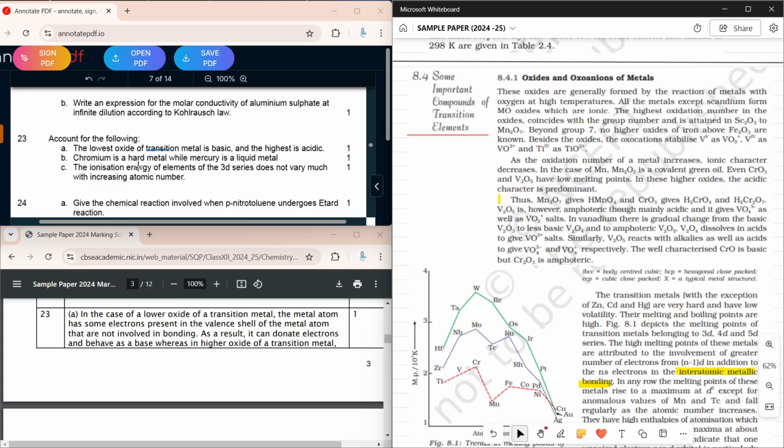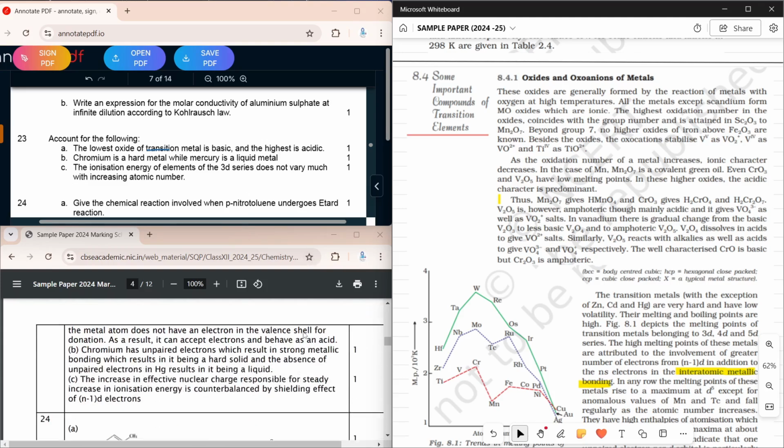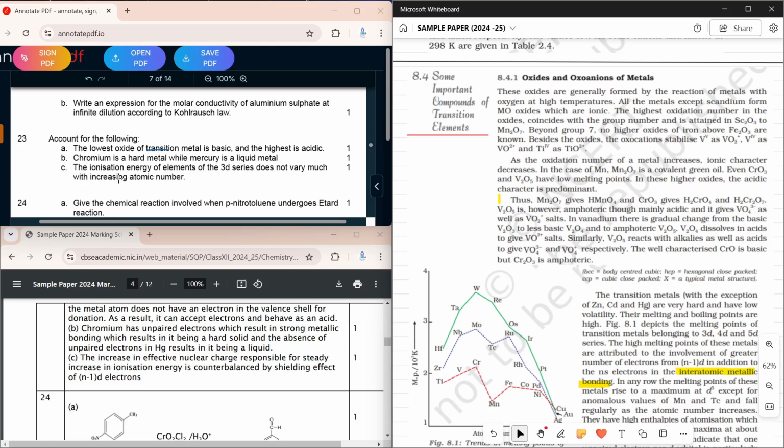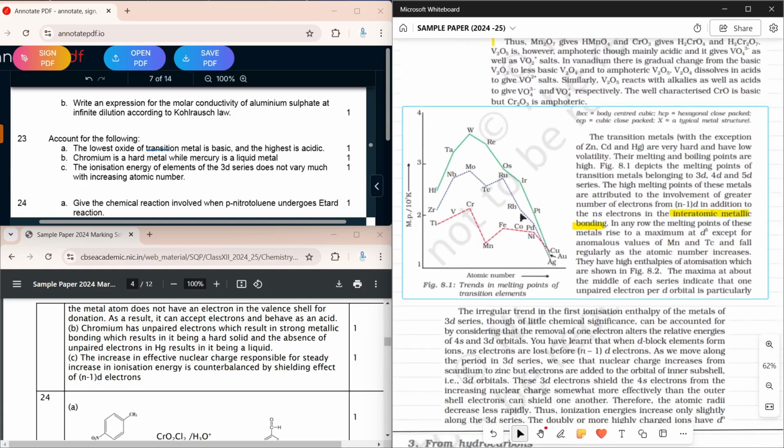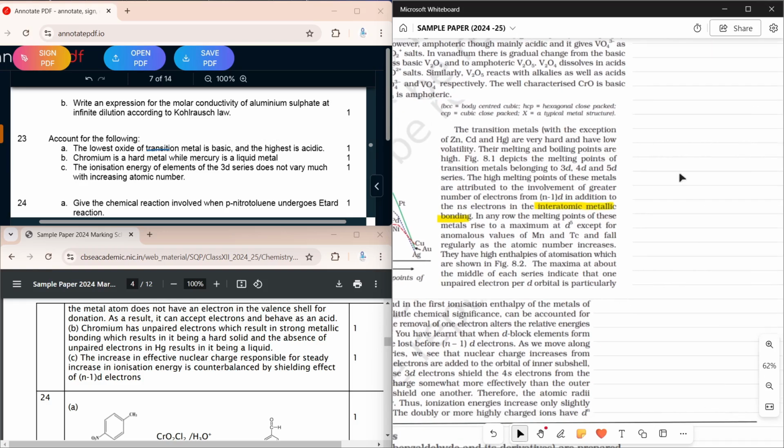The next question. Chromium is a hard metal while mercury is a liquid metal. We obviously know mercury is the only liquid metal, and the reason chromium is a hard metal is because of something called interatomic metallic bonding. So there is metallic bonding between the atoms. Let's first look at the electronic configuration of chromium, which is Ar 3d5 4s1. On the other hand, mercury is Ar again.